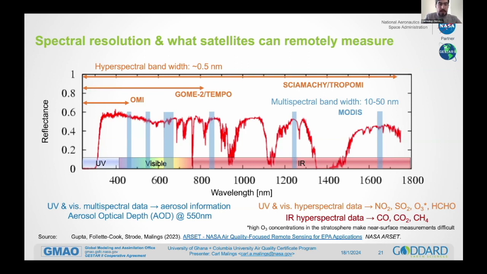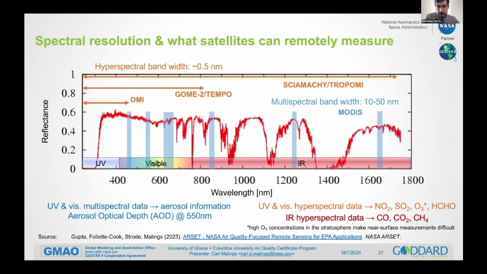So practically what this means is that with the multispectral instruments, we have more limited information. And typically, for air quality purposes, these are only able to tell us things like aerosol optical depth. So how many aerosols are there in the atmosphere in general?